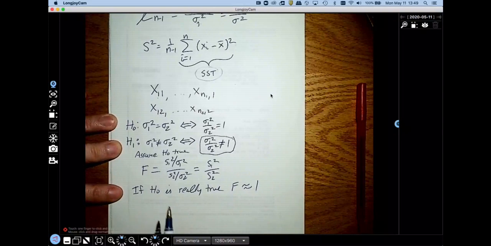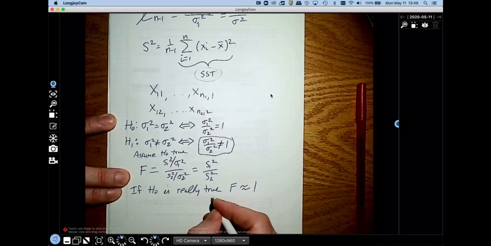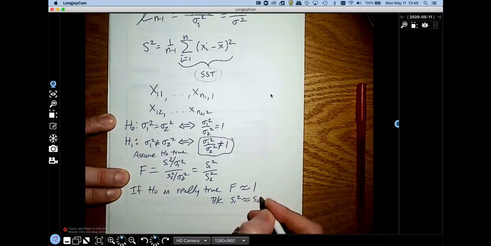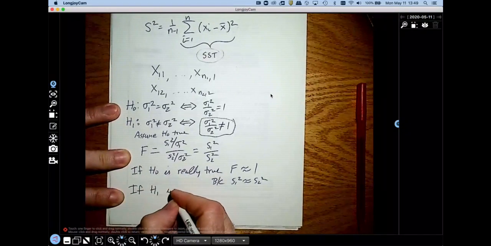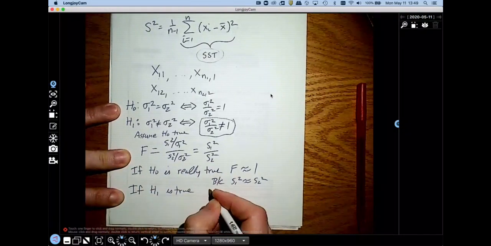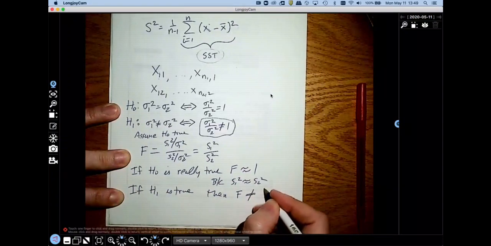Okay, so if my variances were really equal and I go draw two samples, then the ratio of them ought to be 1 because S1 squared is approximately S2 squared, down to sampling variation. If H1 is true, then what's going to happen is this F does not equal 1.